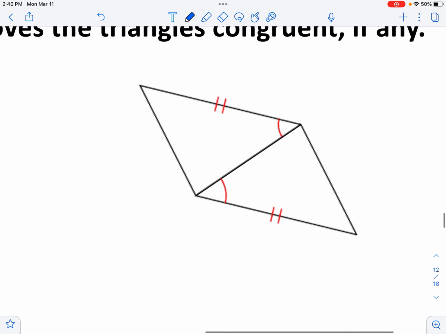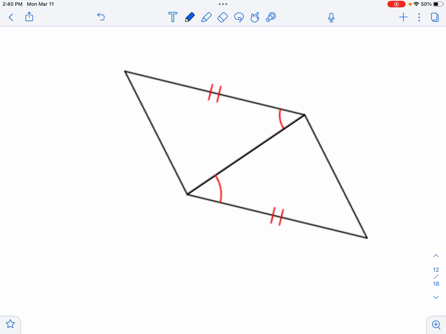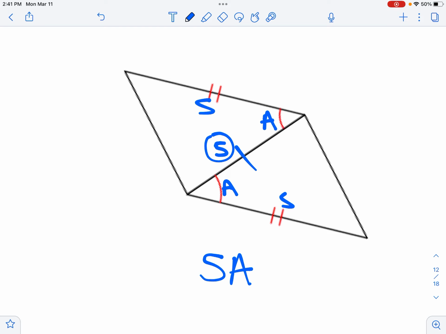Okay, this one. I got a congruent side because they share that. So this one, side here, I've got an angle and then another side. If I can go this same way for the other side, angle, side. So this would be side, angle, side.